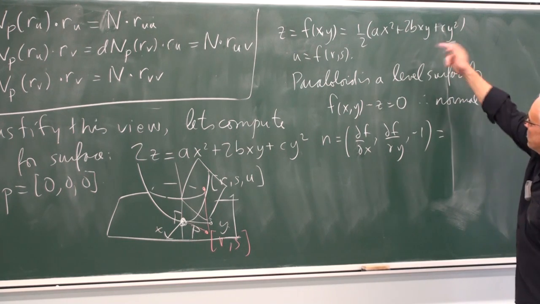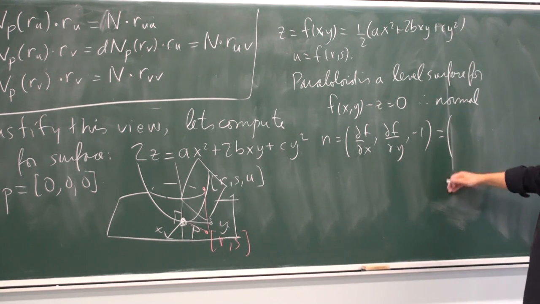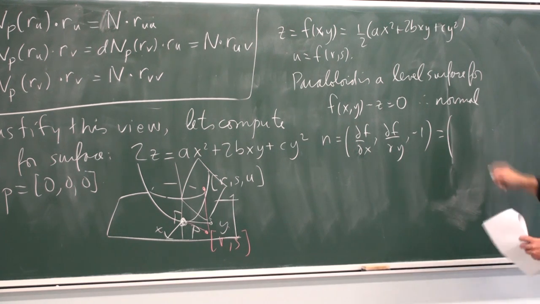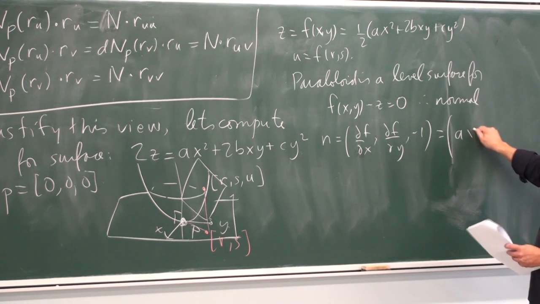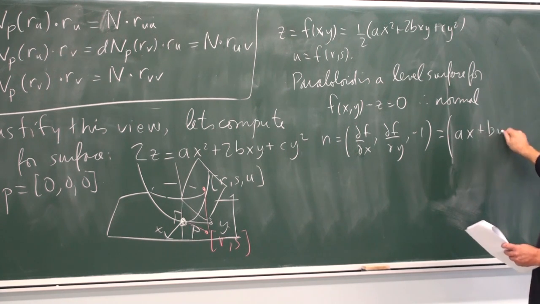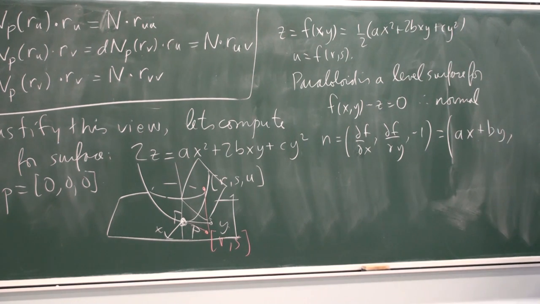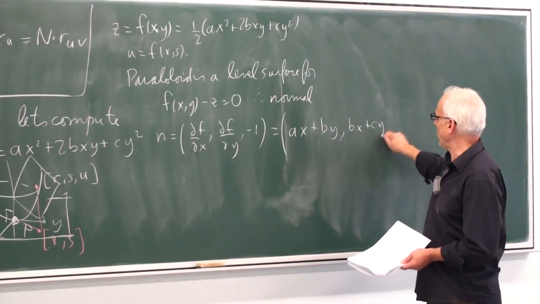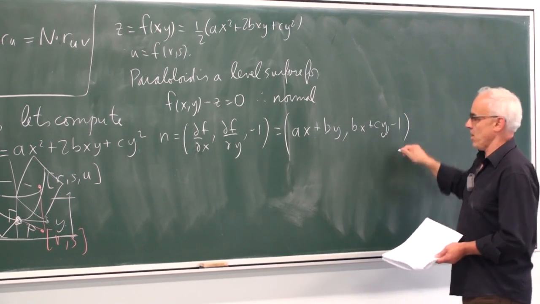And because this is nice quadratic, it's easy to calculate what this is. So the partial with respect to x will be a times x plus b times y. And then the partial with respect to y will be b times x plus c times y. And there will be a minus 1.